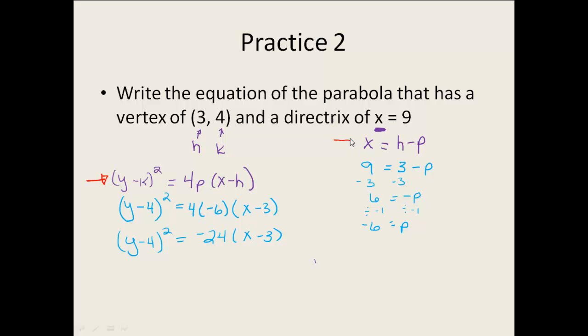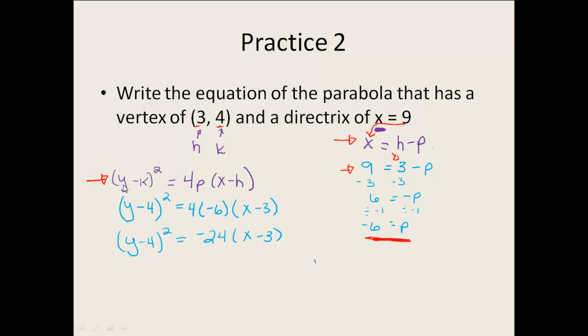And according to my flip book, my directrix is x equals h minus p. So I knew that my h and my k were 3 and 4. What I had to do was figure out what the p was. So I took the fact that x was equal to 9, I plugged that in here, and then I knew that h was 3 for my vertex, so I plugged that in here. And then I had a nice simple algebra equation that I could solve. 9 equals 3 minus p. Went through that and I found that p was negative 6.